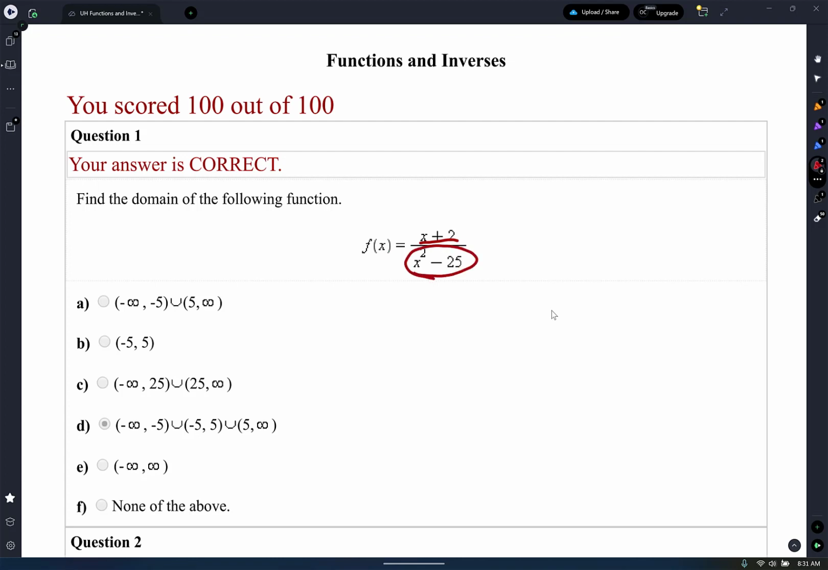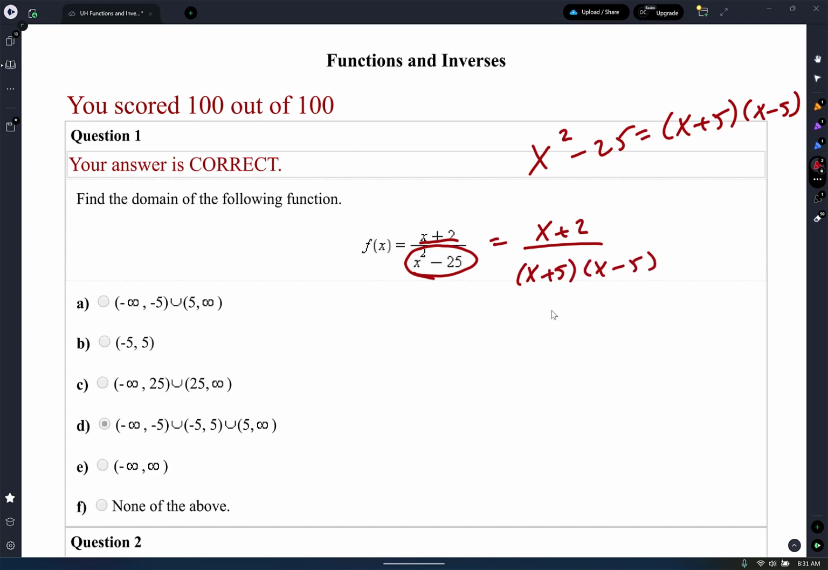This is the difference of squares. X squared minus 25 is the same thing as x plus 5, x minus 5. So if I expand this, x plus 2 over x plus 5, x minus 5, you see that you have two values that do not exist. X cannot equal 5, and x cannot equal negative 5. If you equal negative 5 or 5, you get a 0 in the denominator, and you can't have that.